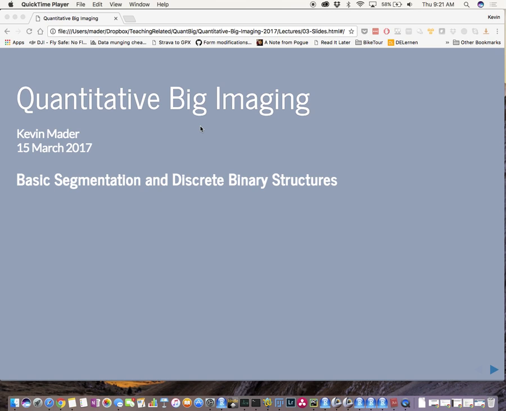more of the ideas behind image analysis and why this contest-based approach can fit very well for a lot of the problems that you're dealing with normally in image processing. And so the things that we'll cover today are really basic segmentation and discrete binary structures. Binary just means 1 or 0, where you just have two different phases you're trying to separate from each other.